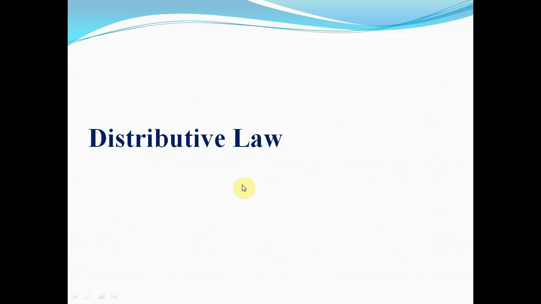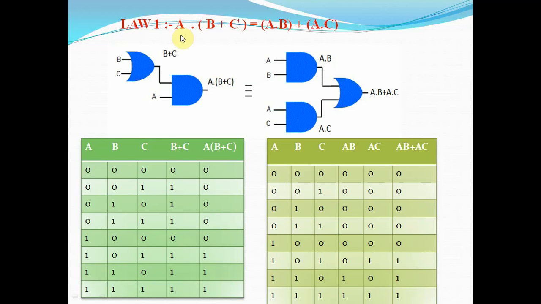Next, the distributive law. The distributive law states that the same answer is arrived at when we multiply, that is, AND a variable by a group of bracketed variables added together, as when each multiplication is performed separately. The first law is A into (B plus C) is equal to AB plus AC. What it defines is that ANDing a variable by a group of bracketed variables added together gives the same as when each multiplication is performed separately.